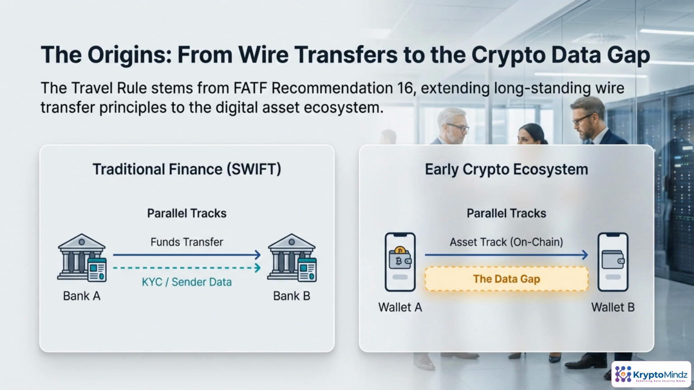To understand the travel rule, think about how wire transfers work. Money moves from bank A to bank B, and alongside it, verified sender information travels through SWIFT. Regulators liked this parallel flow of funds and identity. Early crypto broke that pattern. Assets could move globally between wallets, but reliable sender and recipient data often didn't follow. That gap in identity information is exactly what the travel rule is designed to close.